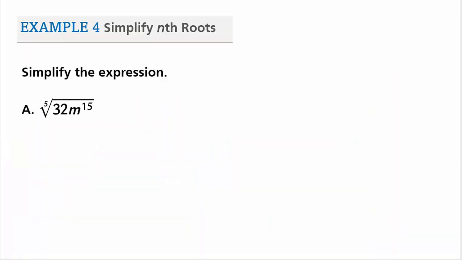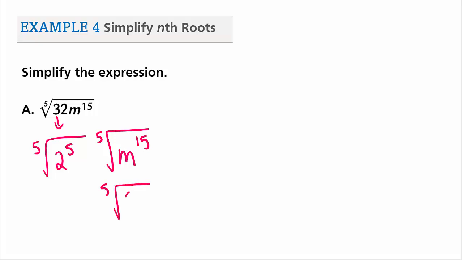Our last question, we're actually going to put a variable in here too. So we can separate it and look at 32. We want to change this to have a power of 2, so it's going to be 2 to the 5th. So we're taking that 5th root. And then we also have to take the 5th root of m to the 15th. But in order to cancel this, we need to rearrange this to be a 5th root.